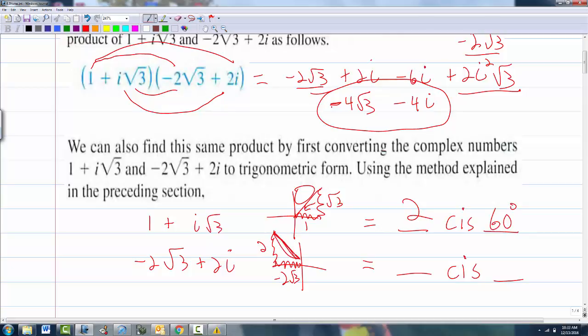Hey, does anyone know what this is? It's actually figure outable, if that's a word. I don't think it is. It's a 30, 60, 90. It is a 30, 60, 90. So what is this side? 4.